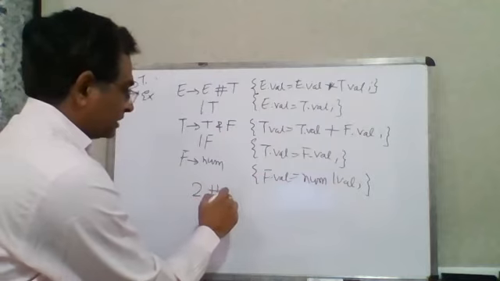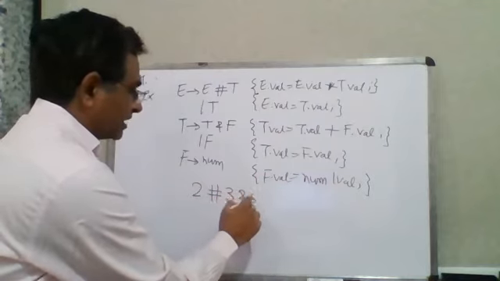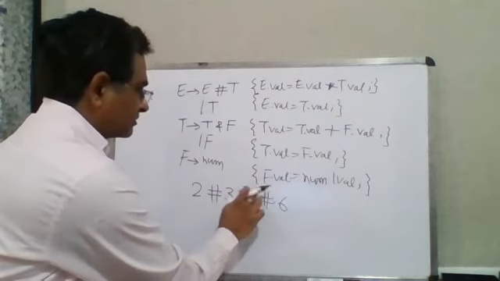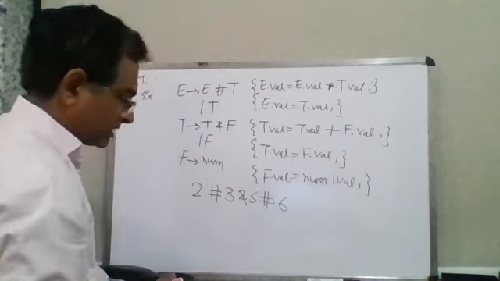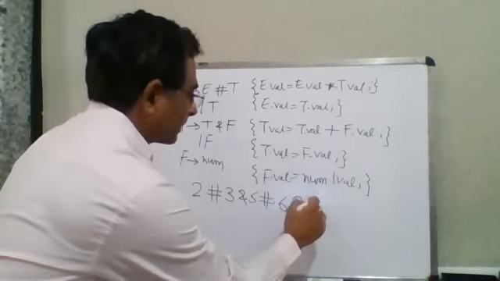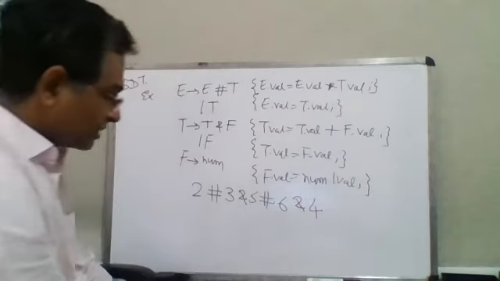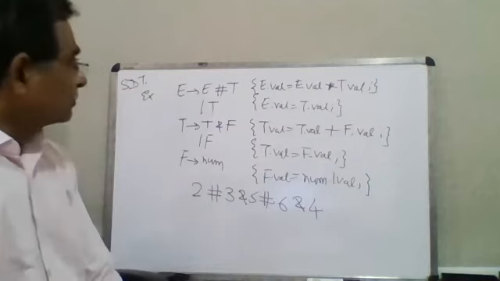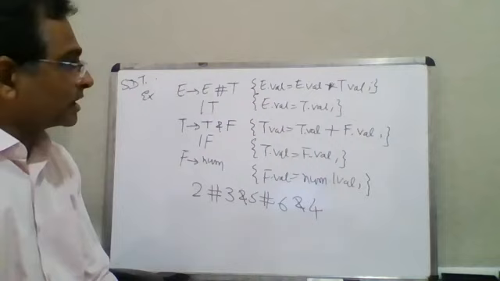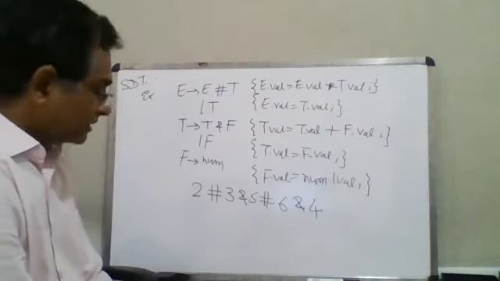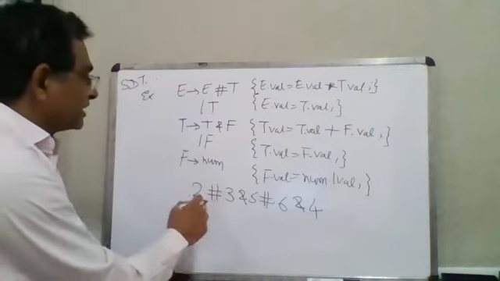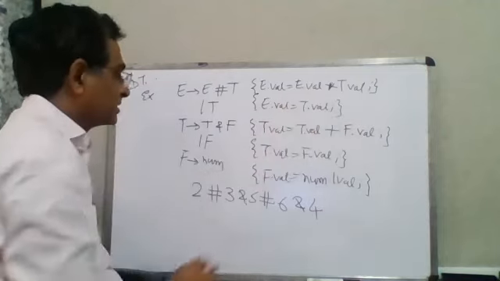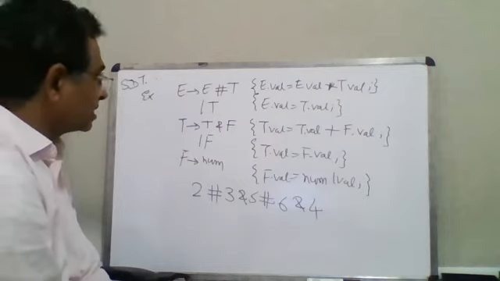2 hash 3 and 5 hash 6 hash 6 and 4, right? So what will be the final value of this? I hope you are able to look at it properly. What you are supposed to do is, wherever there is hash and wherever there is ampersand, you see there is star and plus, which are the operations that are supposed to be done, right?